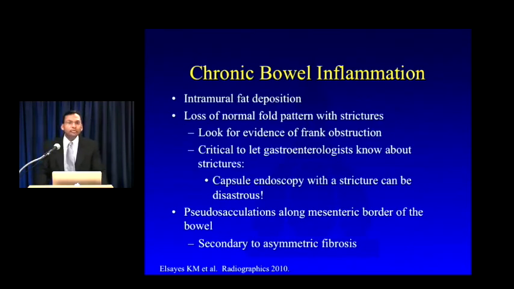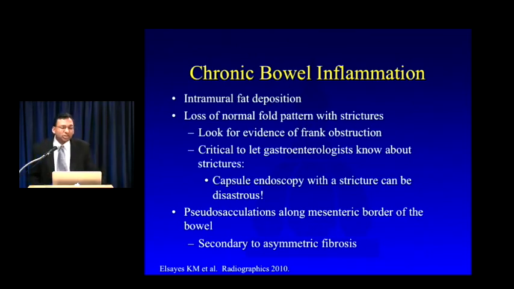Now, over time, you may start to see stigmata of chronic inflammation, or in other words, the stigmata of multiple repetitive bouts of inflammation. You may see fat deposition in the wall of the small bowel. You may see fat in the surrounding mesentery, so-called creeping fat. Often you'll see loss of the normal fold pattern. You often will end up with strictures, maybe even frank obstruction.